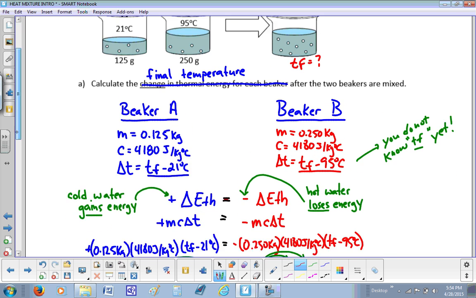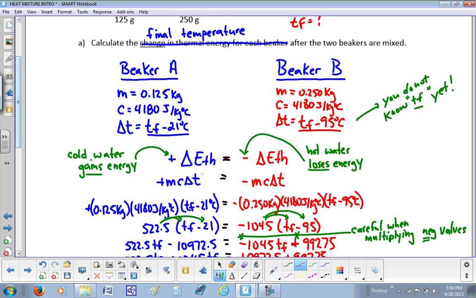We also know the mass here. So what we do know is that beaker A, the cooler beaker, is going to gain the energy, so we put a positive sign in front here. Beaker B, it's hotter, it's going to lose the energy, so put a negative sign here. We've got our MCΔT on either side. Mass, heat capacity, there's my temperature change, TF minus 21. Same thing on this side, being careful to keep the negative sign in front. So mass, heat capacity of water, TF minus 95 in this case.